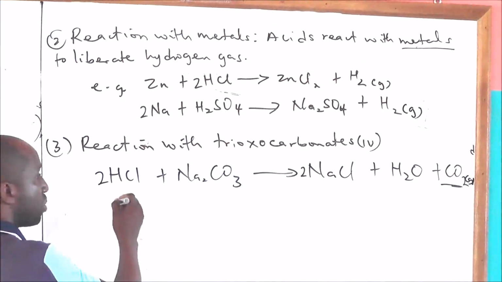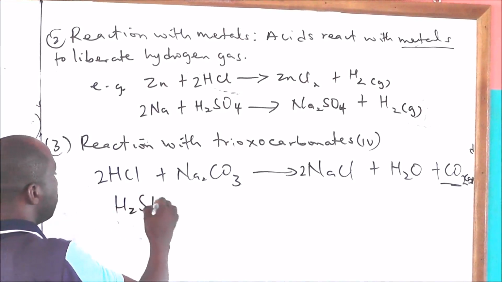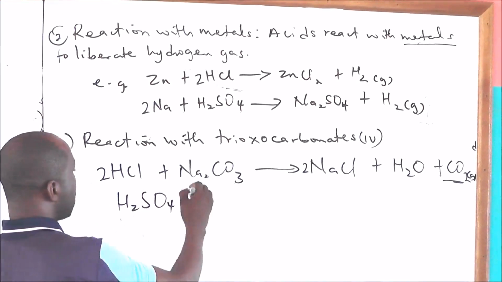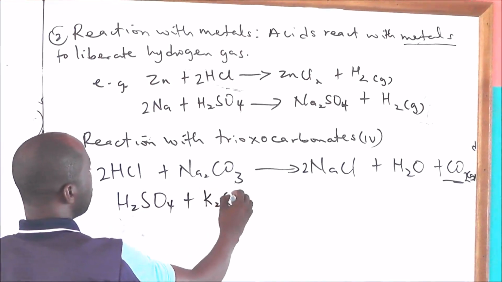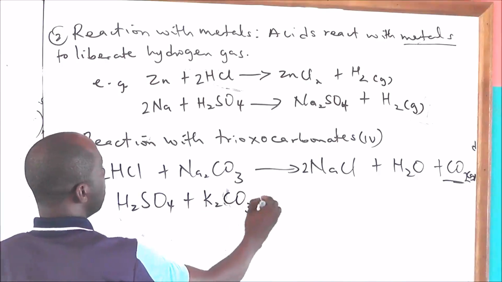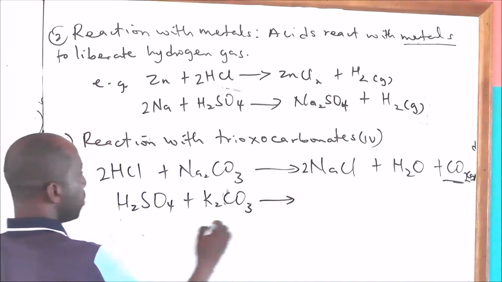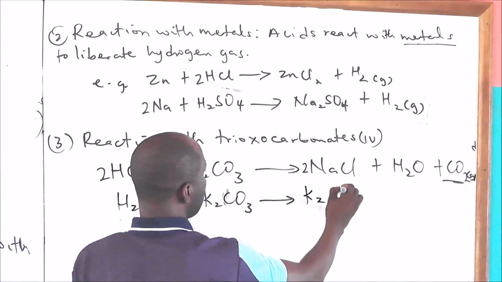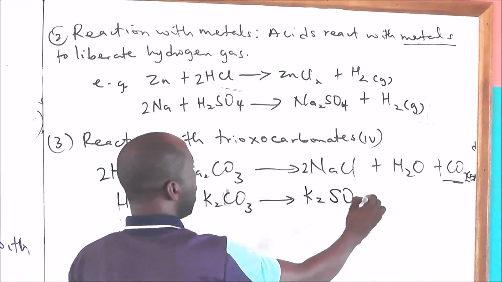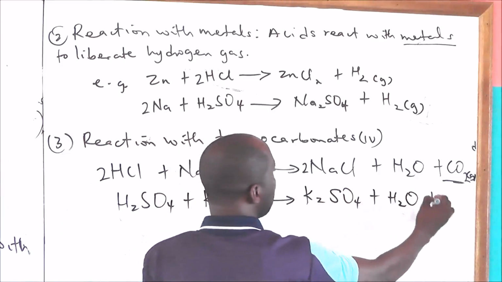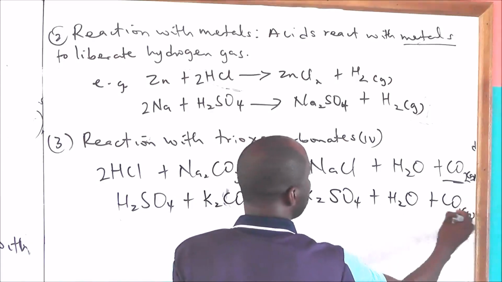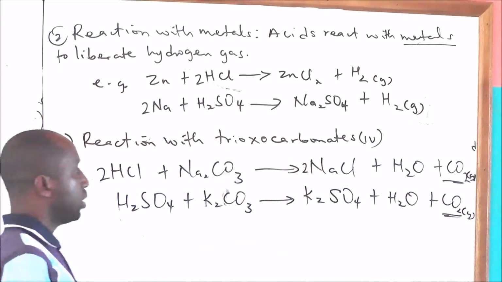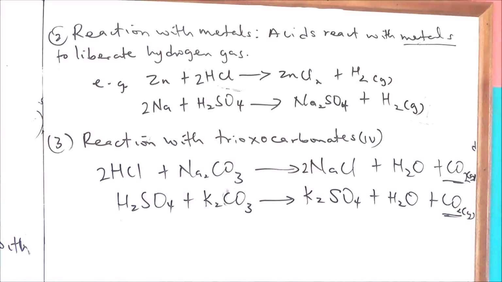We can also have, let's say, H2SO4 reacting with K2CO3. This will give us K2SO4 plus H2O plus CO2. And this is carbon dioxide that is being liberated.